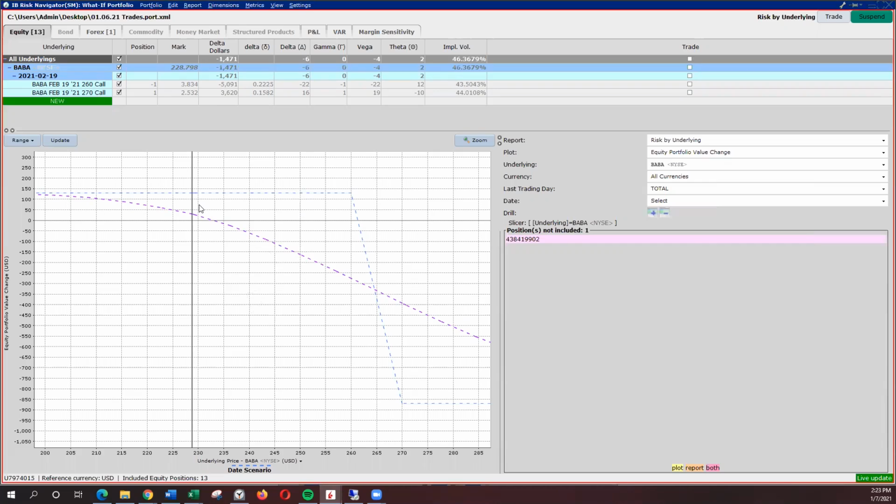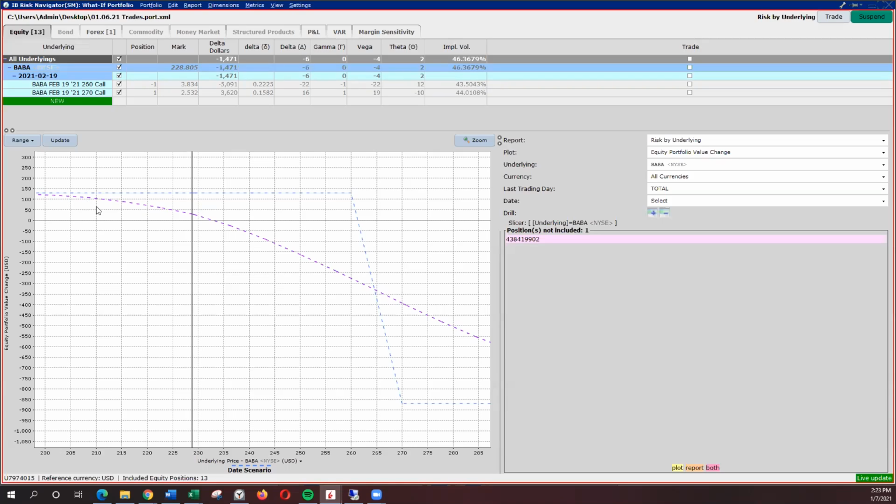Other than maybe in terms of taking profits, if Alibaba has a big drop and I've achieved 50% of the premium in less than 50% of the days to expiration, I might take profits early, free up the capital and look for new opportunities. So that's a bear call spread on Alibaba.